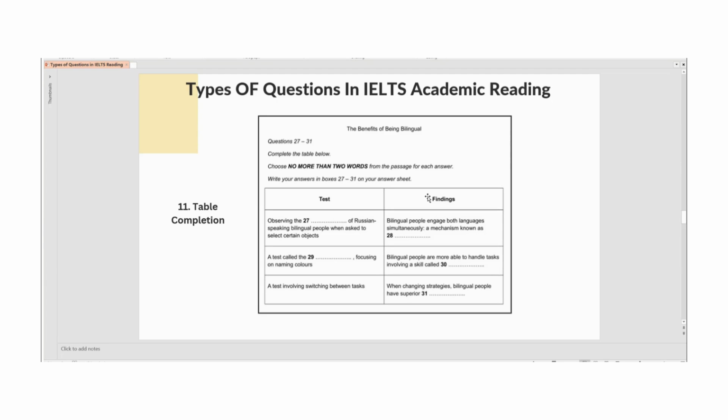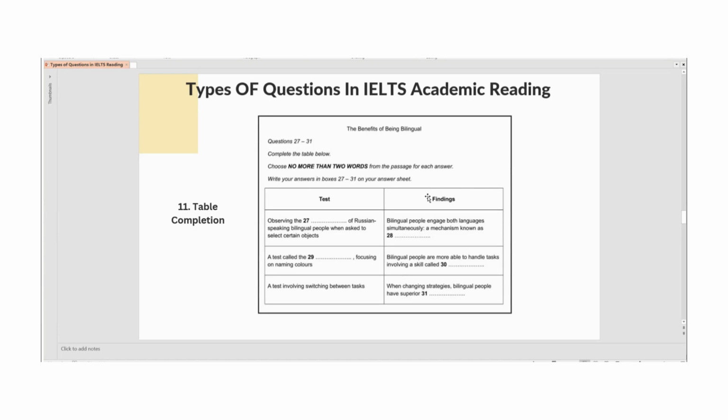For example, a certain part of the passage may be discussing the test and its findings. So when you find that paragraph which discusses the test and its findings, the rest of the answers will also be in that paragraph. Be very careful and pay good attention to the column headings and the paragraph where you find the first answer. The rest of the answers will also most probably be in that paragraph.